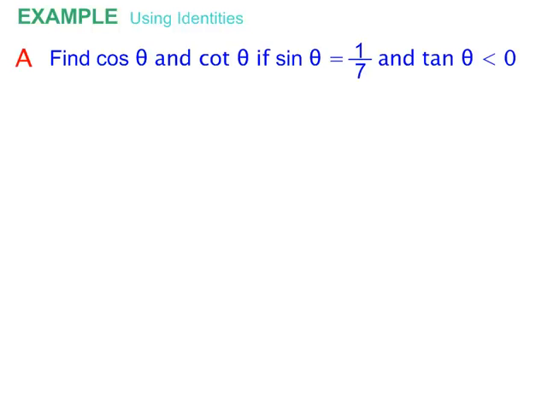Okay, first example. Find cosine theta and cotangent of theta if sine of theta equals 1/7 and tangent of theta is less than 0. Your first thought, haven't we done this already? Yes, we have. We typically draw the XY plane and draw the bow tie and such. And I'm going to be perfectly honest with you. I like that way better. I just do. And you probably will too.